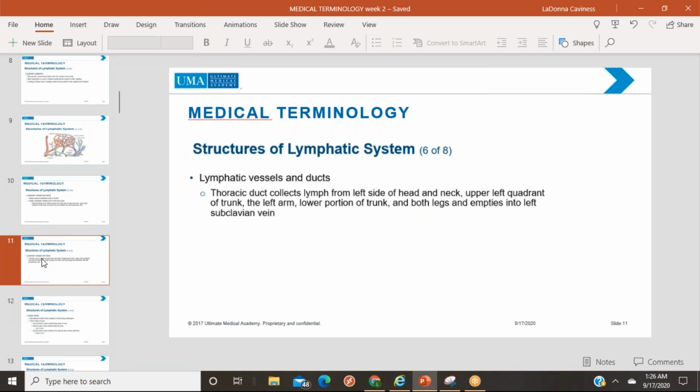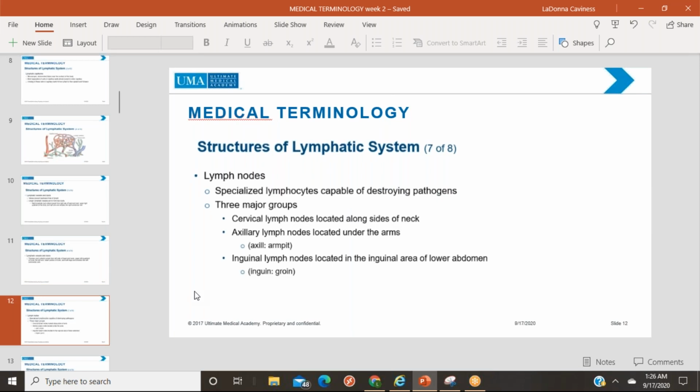Lymphatic vessels and ducts. The thoracic duct collects lymph from the left side of the head and neck, upper left quadrant of the trunk and left arm, lower portion of the trunk and both legs, and empties into the left subclavian vein.